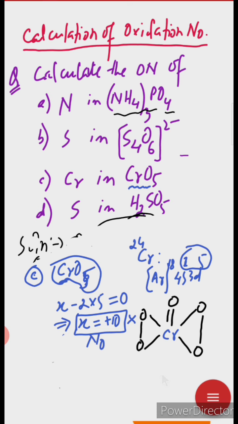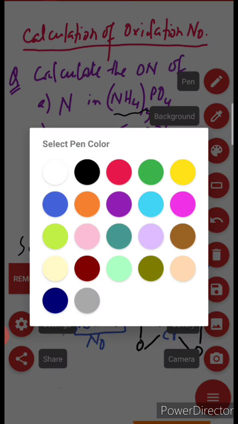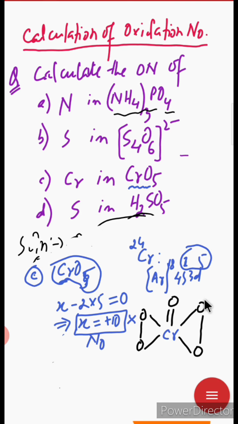Out of the 5 oxygen atoms, 4 oxygen atoms will carry a charge of -1. This is -1, this is -1, this is also -1. But this oxygen is -2 because 2 electrons will be pulled by this oxygen atom from chromium. So what mistake we have done is we have taken -2 for all the oxygen atoms, which is not the case. So the correct way is through this structure.